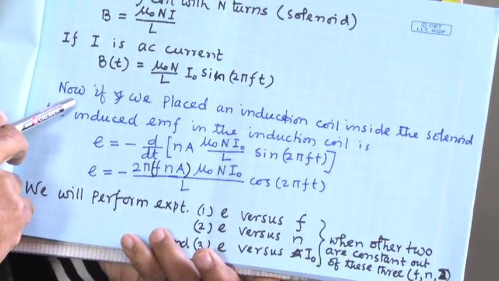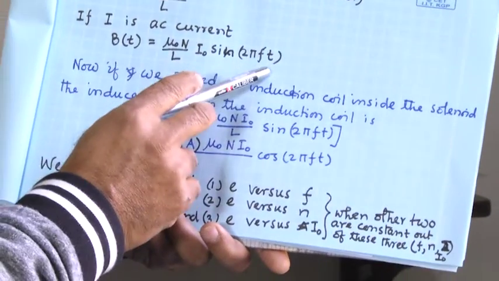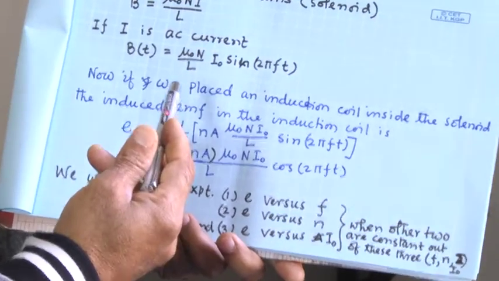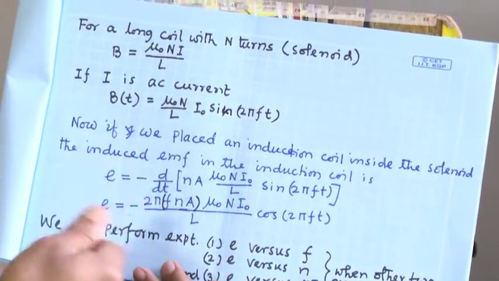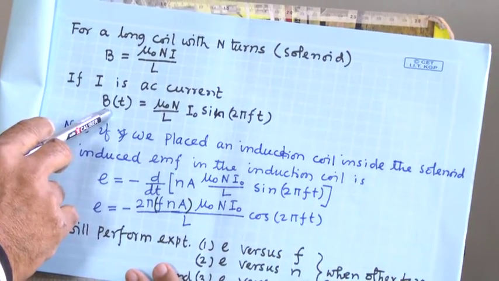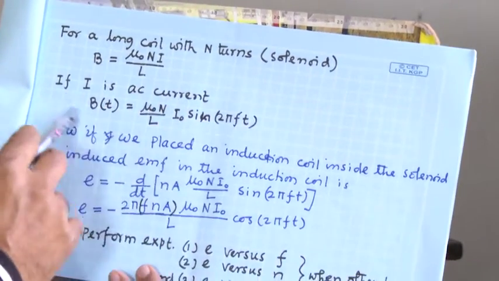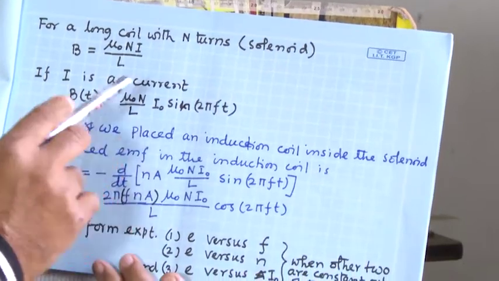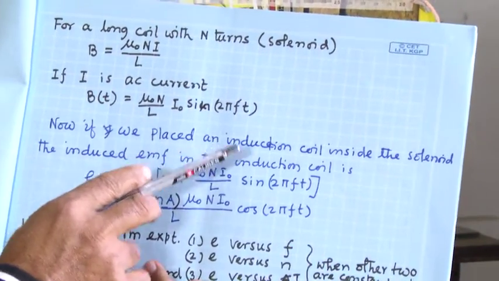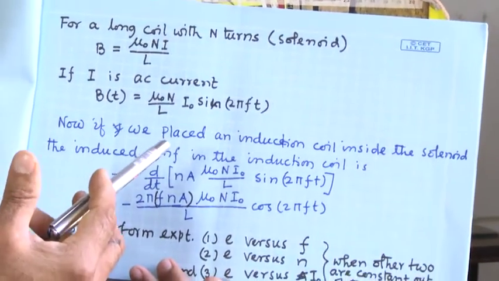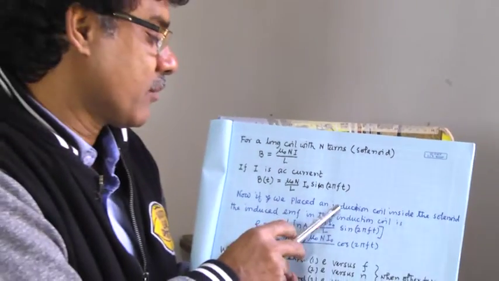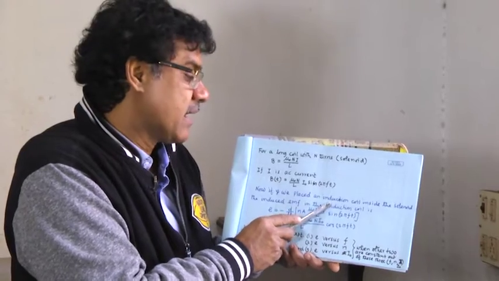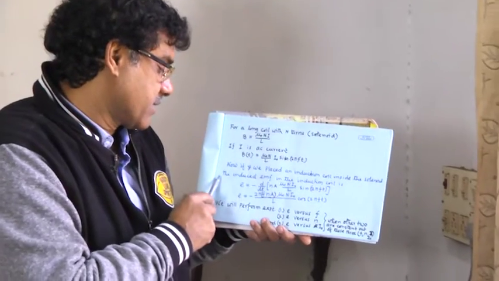So, now you have a solenoid, and there you are varying the magnetic field. This magnetic field is varying with time, so its variation is like this. Now, if you place an induction coil, that closed loop I was telling about, inside the solenoid, I am calling this the induction coil.